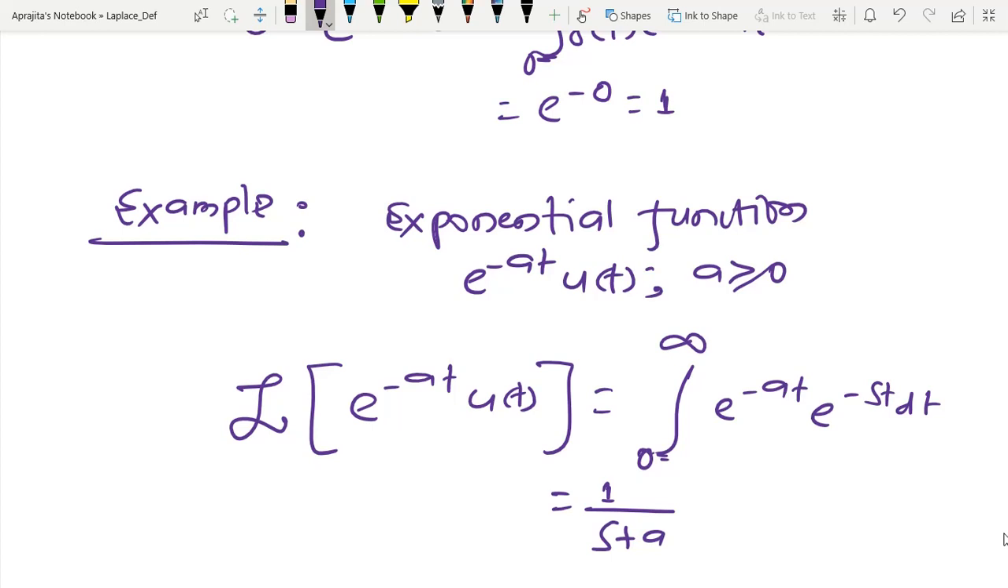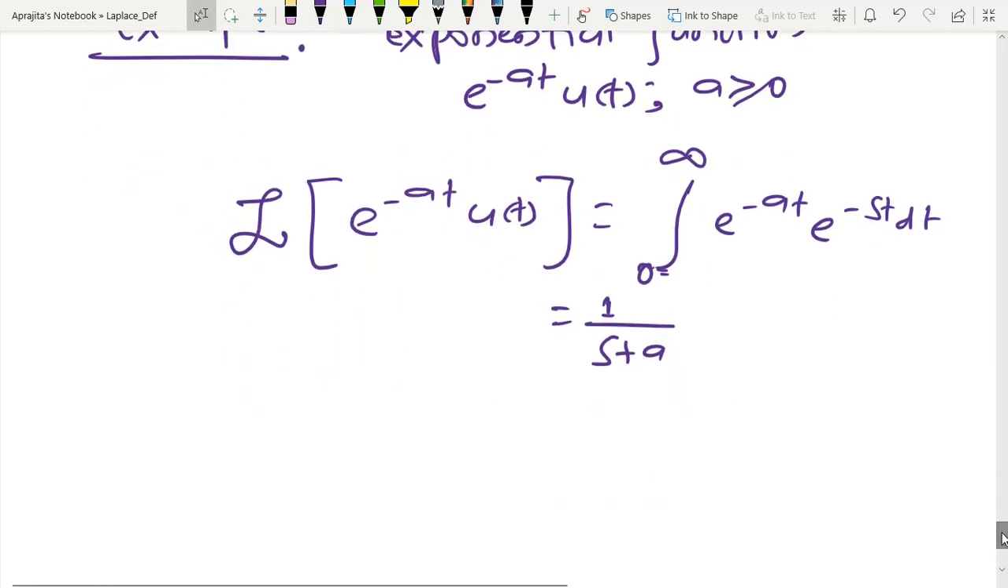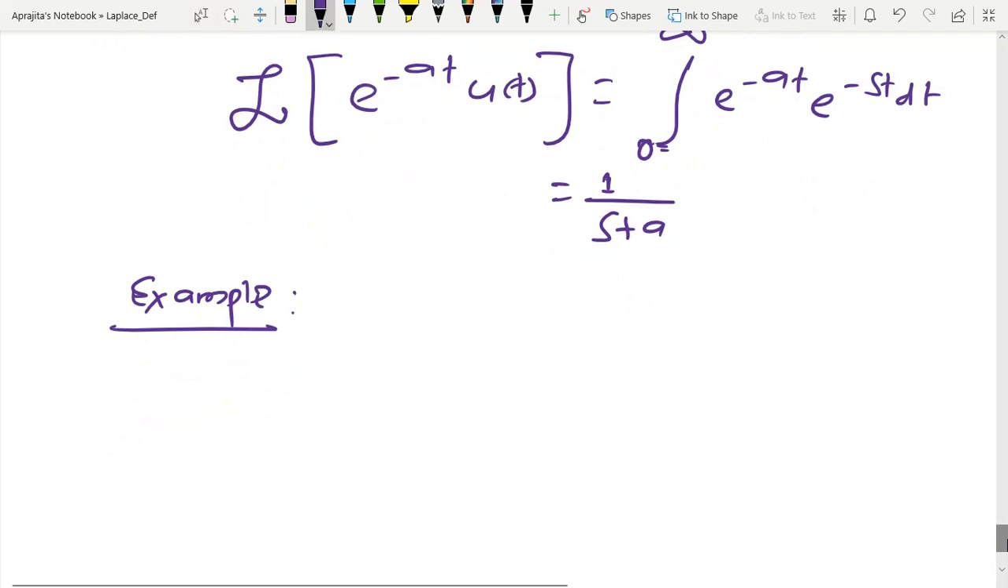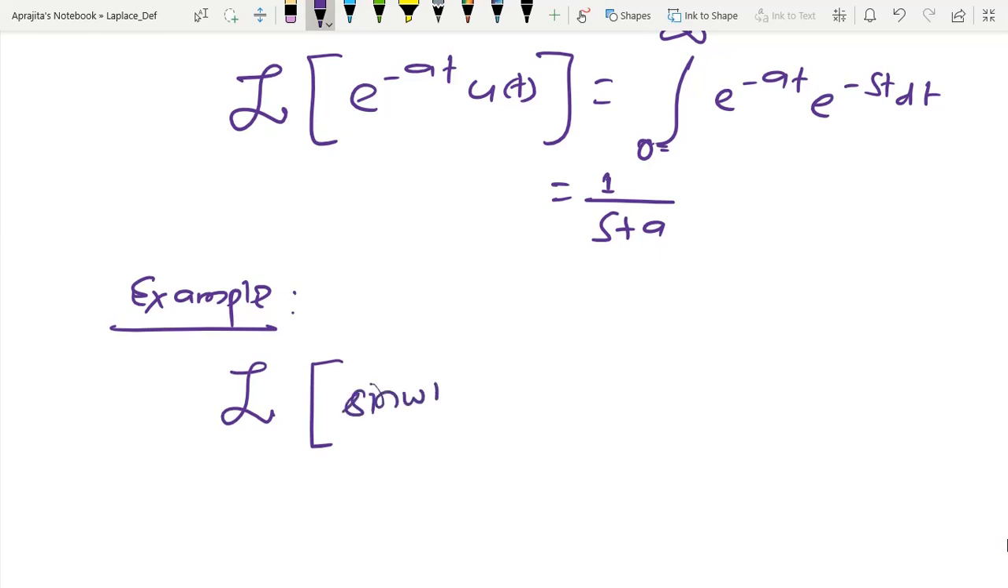Similarly, I can also calculate the Laplace transform of some kind of sinusoidal function, because in AC circuits we have observed that most of the time whatever signal I am taking is in the form of sine or cosine. So I can also calculate the Laplace transform of sine omega t, and in order to denote positive time, I multiply with ut.